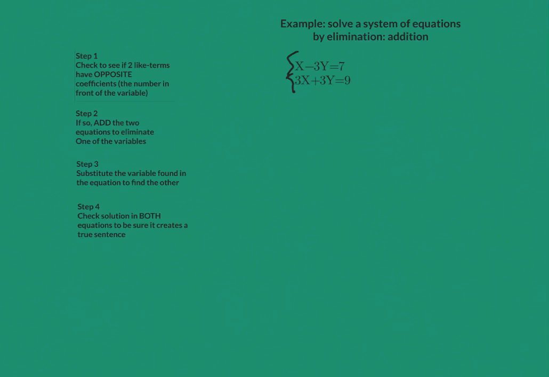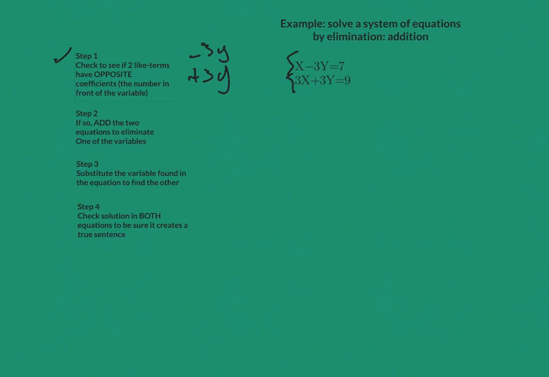So, see step 1. The first step is to check to see if each equation has two like terms that have opposite coefficients. A coefficient, remember, is the number that is in front of the variable. So in this instance right now, the first equation has a negative 3y, and the second equation has a positive 3y. And what's great about that is that those will cancel each other out, and we will find out that we have no y's, and we'll be able to solve these equations for x.